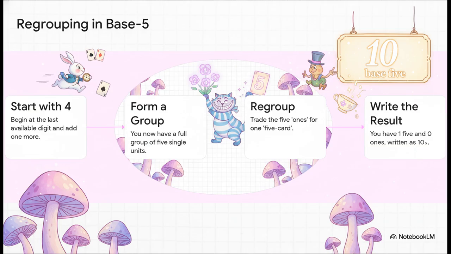You regroup. You bundle those 5 single units together, and you trade them in for one full group of 5. So what do you have now? You've got one 5 group and 0 ones left over, and we write that as, you guessed it, 1, 0, which we say as 1, 0 base 5.